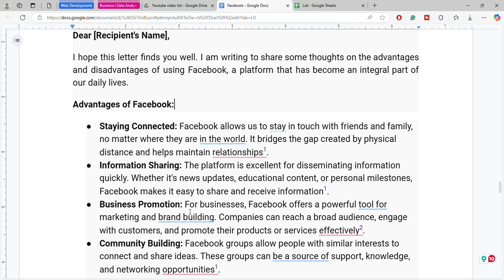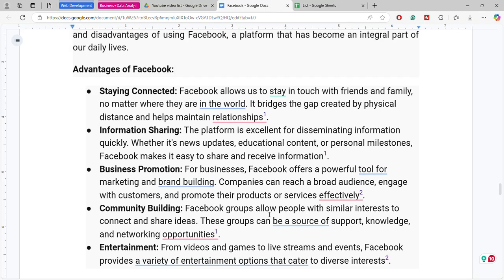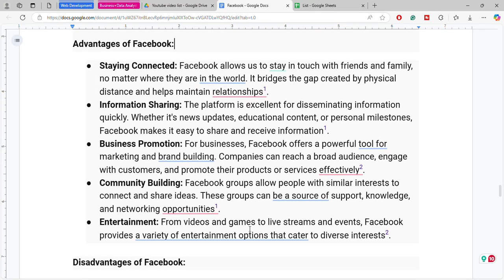Business promotion: for business promotion, Facebook offers a powerful tool for marketing and brand building. Companies can reach a broad audience, engage with customers, and promote their products or services effectively. Community building: Facebook groups allow people with similar interests to connect and share ideas. These groups can be a source of support, knowledge, and networking opportunities.